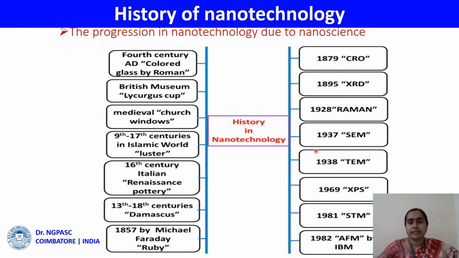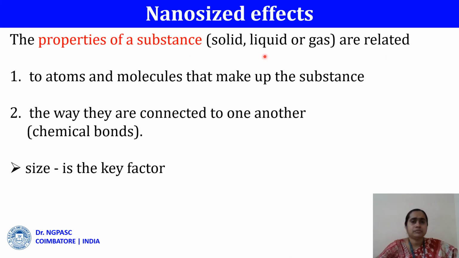And as the years pass by, due to the advancements in science, we had the development in technology also, starting from 1879, the invention of CRO, then XRD, Raman, and in 1937 SEM, and 1938 TEM, in 1969 the XPS, and 1981 STM, and in 1982 the invention of atomic force microscopy.